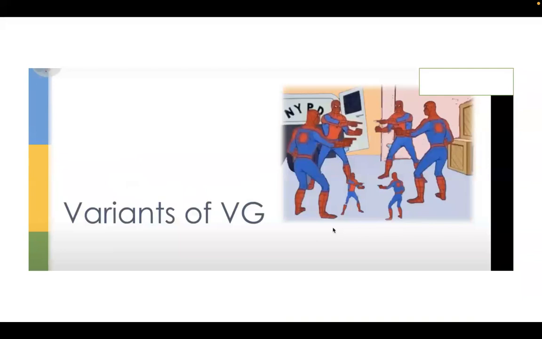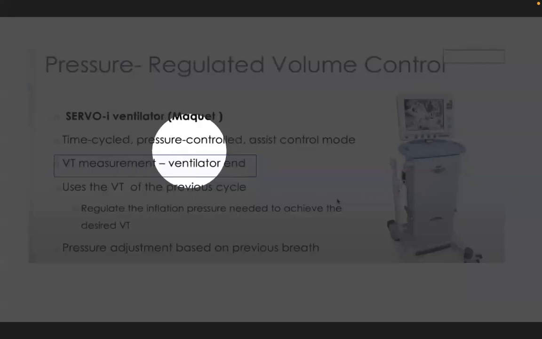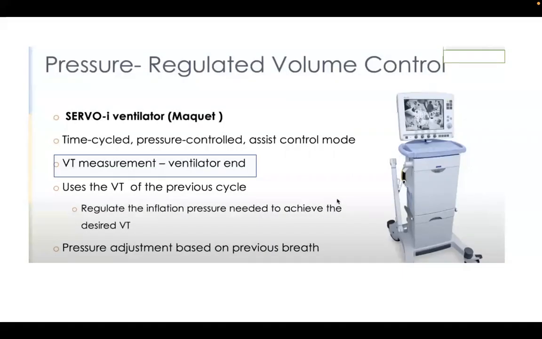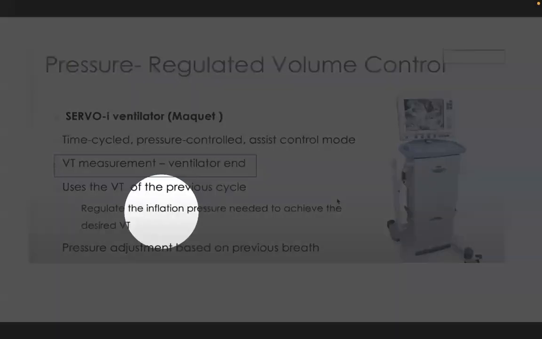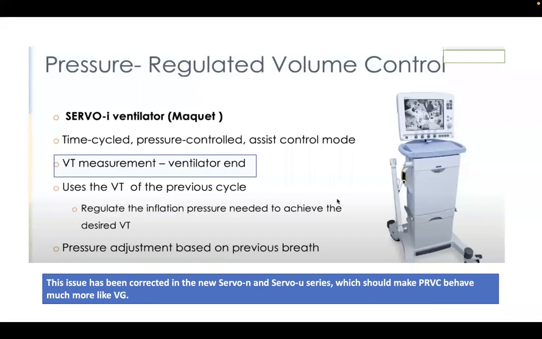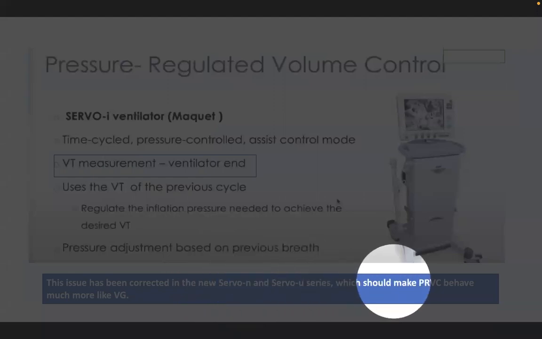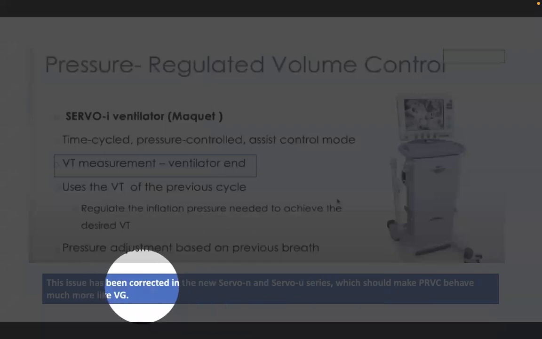So what are the different variants of volume guarantee that are available? In the Maquet ventilator, it is known by the name pressure regulated volume control, or PRVC mode. Here VT measurement is done at the ventilator end. So that is a drawback. And it uses the VT of the previous cycle. But the main drawback is that the VT measurement is done at the ventilator end. However, this issue has been corrected in the new Servo-n and Servo-u series, which should make PRVC behave much more like VG in the Babylog 8000 Plus.